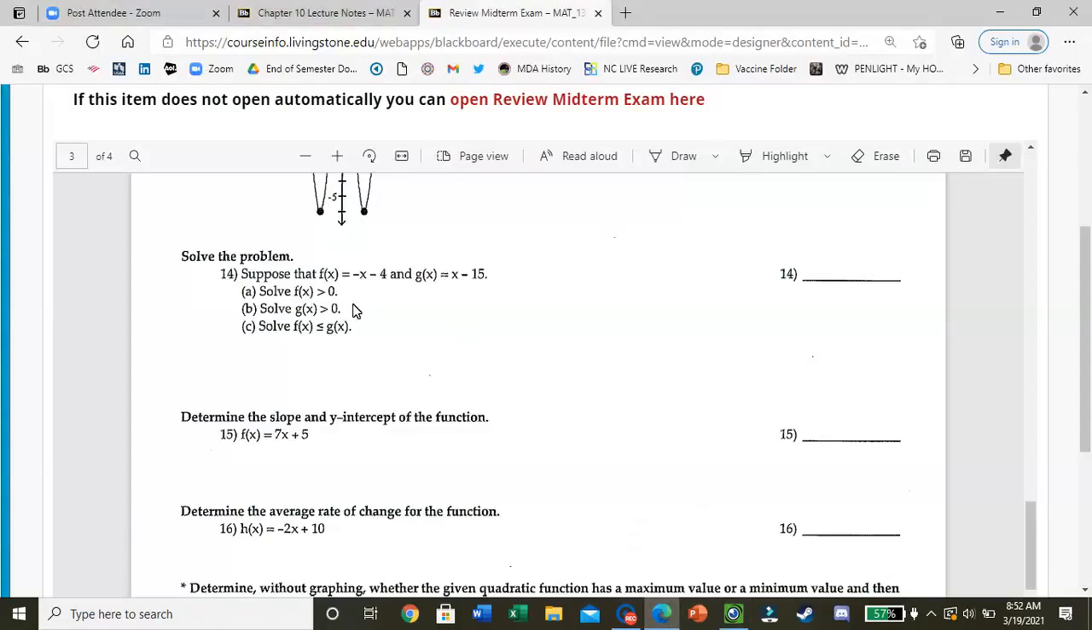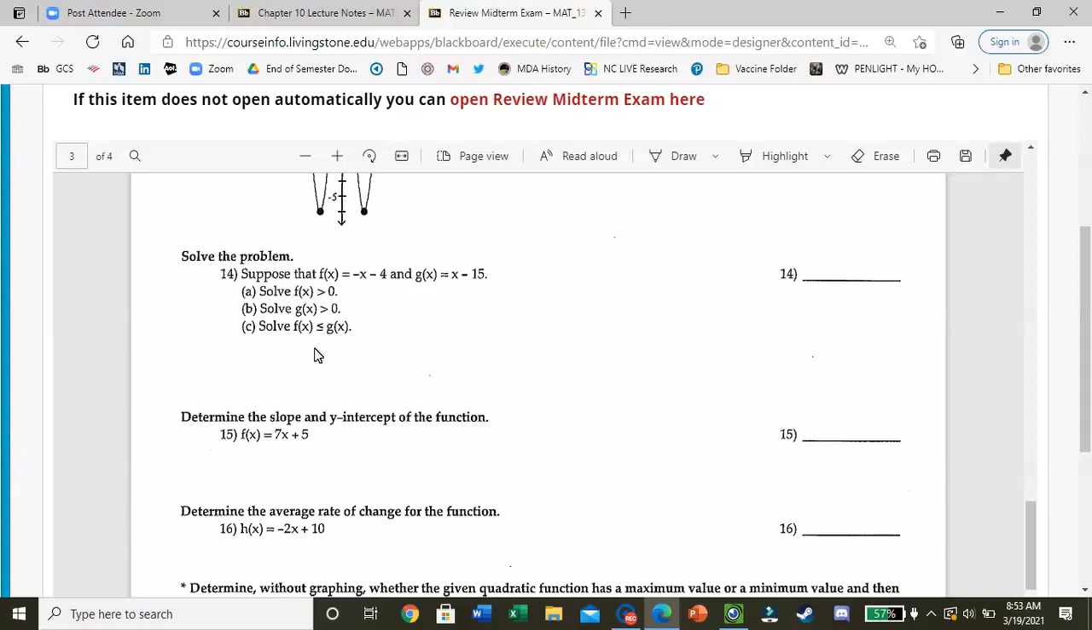All right, so g of x, same thing, right? Solve f of x is less than or equal to g of x. You basically substitute negative x minus 4 in for f of x and x minus 15 for g of x, and then solve for x. Do we need to see that one? We good? I don't see it, right. How you would write it? Okay. So basically, you want to solve for f of x is less than or equal to g of x.